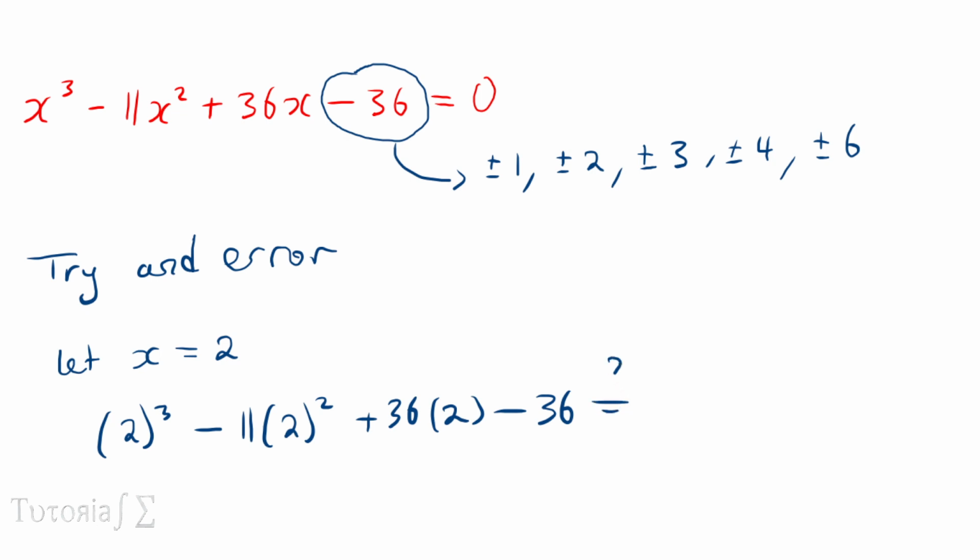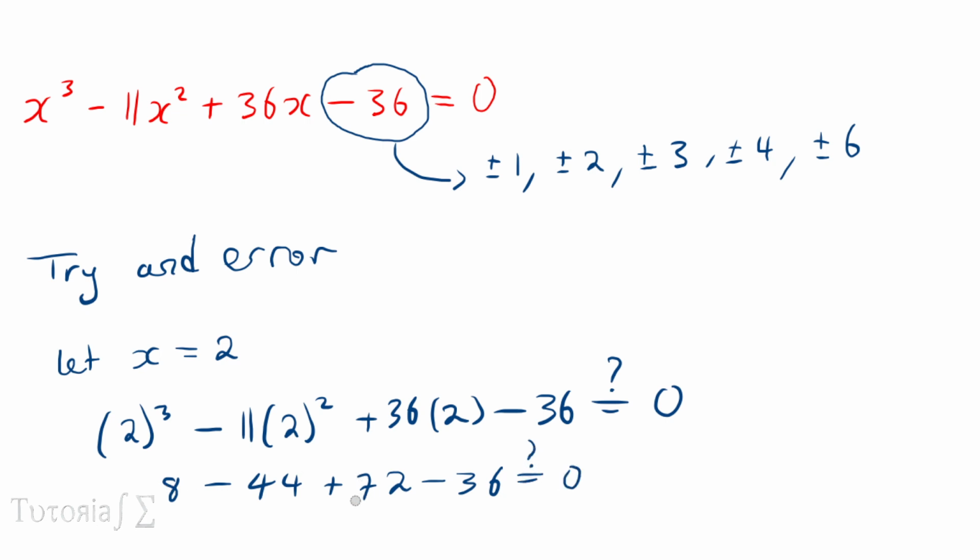Now is this going to give us 0? So try to simplify. What is 2 to the power 3? 8. Then minus 11 times 2 to the power 2, which is 44. Then here 2 times 36, you said this is 72. Minus 36. Now is this giving us 0?